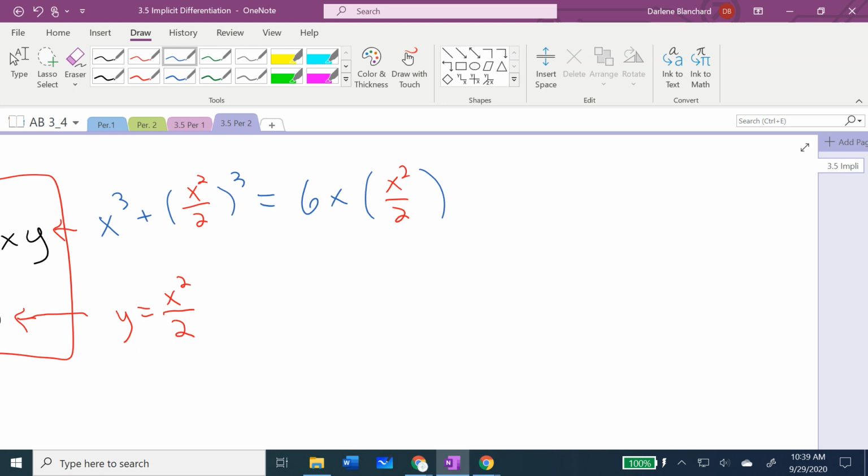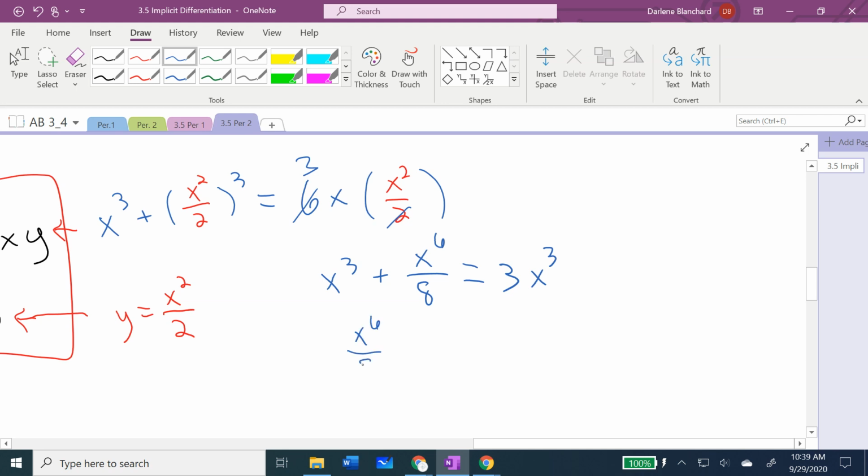All right, so let's see what I've got. I have x cubed plus, now I need to cube my numerator and my denominator. So I have x to the 2 times 3 and 2 cubed. And then I can do a little bit of cancellation there to make my life better. And I have 3x cubed. And then I can subtract over, and I now have x to the 6th over 8 minus 2x cubed equal to 0.